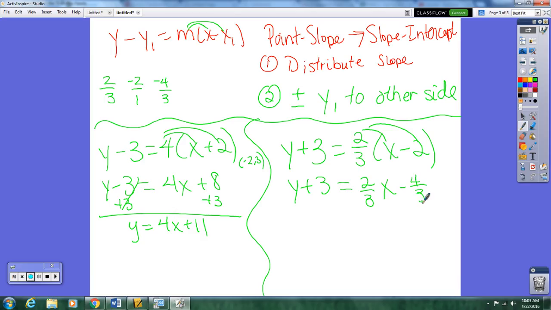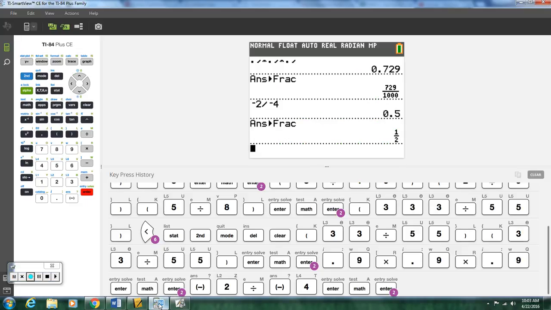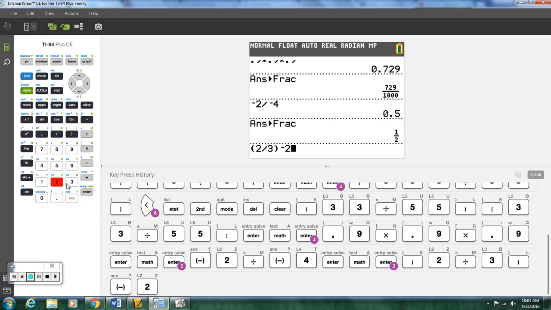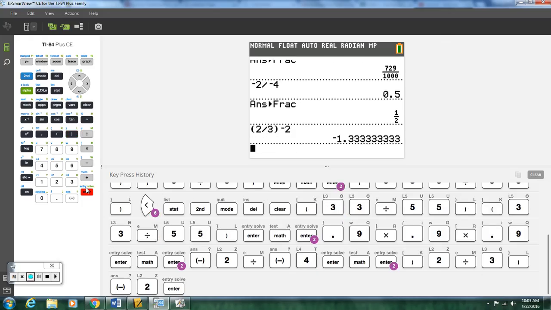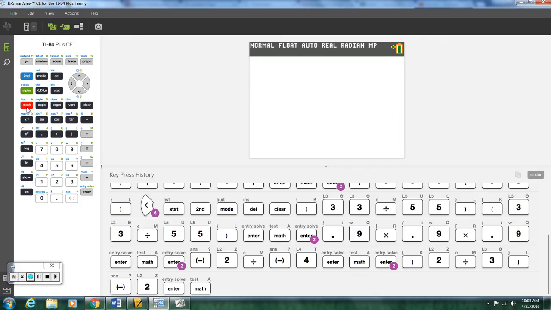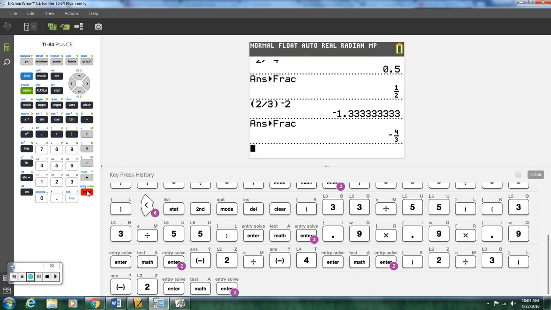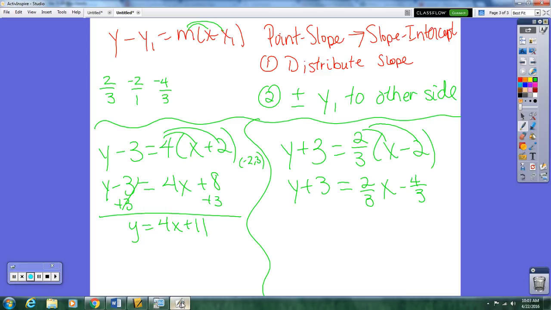And your calculator will do that right for you. If you say 2/3 times negative 2, remember it's a fraction though, so you got to put it in parentheses. 2/3 times negative 2, it gives it to you as a decimal. Remember, we want it as a fraction, so we're going to say math, enter, enter. There's that negative 4/3. Should be getting it down.